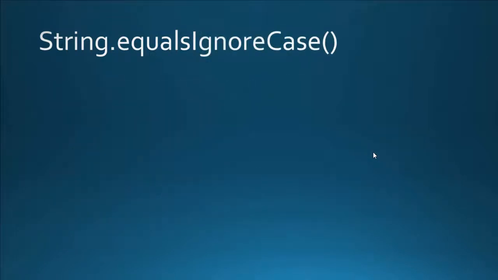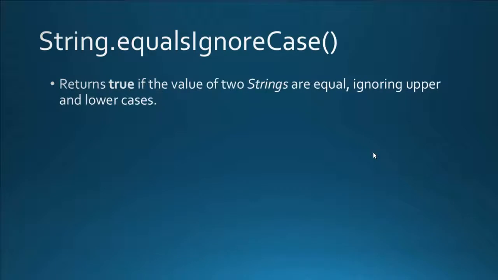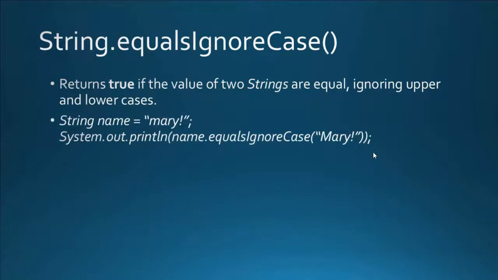equalsIgnoreCase is how we can deal with that issue. If I'm using equalsIgnoreCase, it will return true if the values of two strings are equal, ignoring upper or lower cases. So here I have String name equals "Mary", System.out.println(name.equalsIgnoreCase("mary")). If you notice, the words are identical except for one being uppercase and one being lowercase. If we did string.equals, we would find that they're false because they are not the same. However, this is going to return a value of true because outside of the upper or lowercase, the characters are exactly the same.